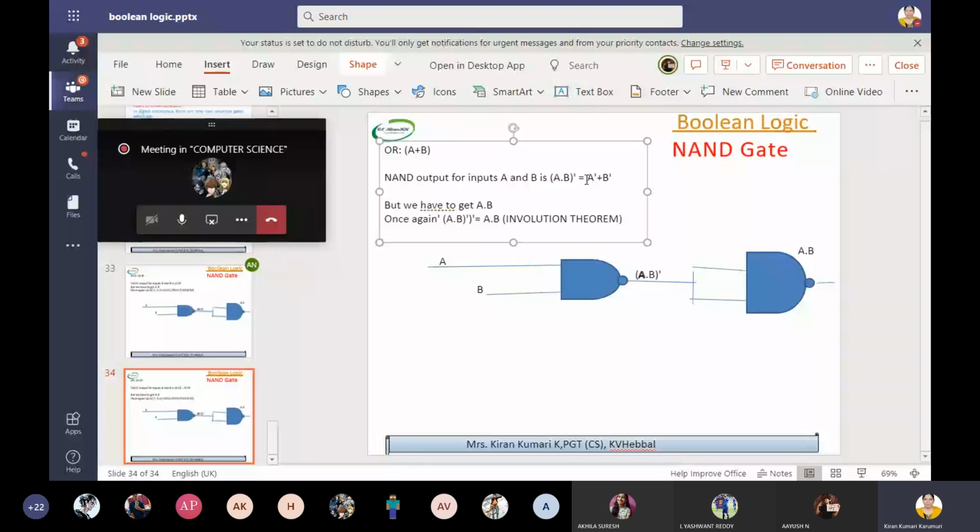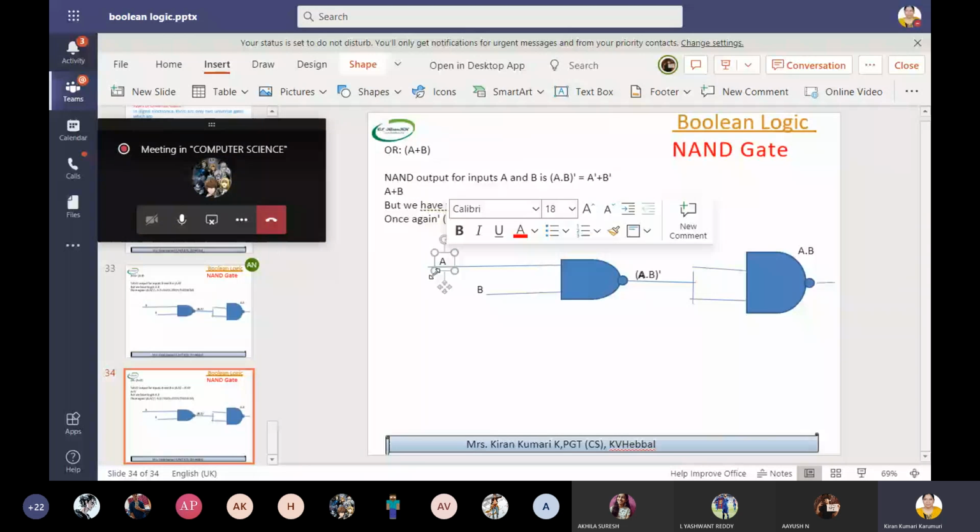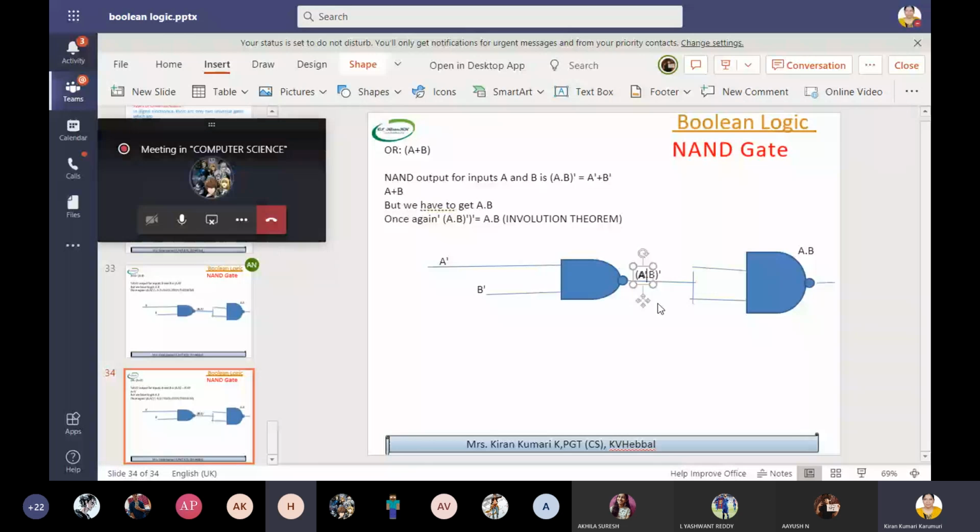A plus B चाहिए. So ये A dash की जगह पे हमको A चाहिए, B dash की जगह पे हमको B चाहिए. That means wherever input we are giving, if you give input A dash here, and here if you give input B dash, then what do we get? A dash B dash का whole dash. A plus B. Yes or no? So A dash B dash का whole dash मतलब क्या है?